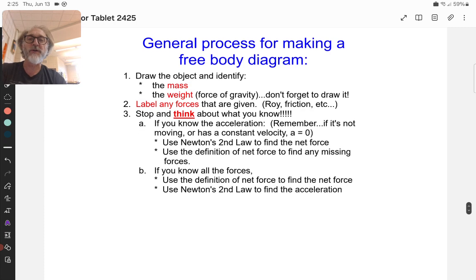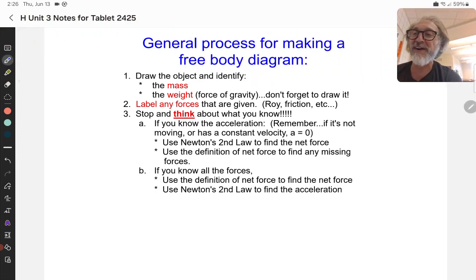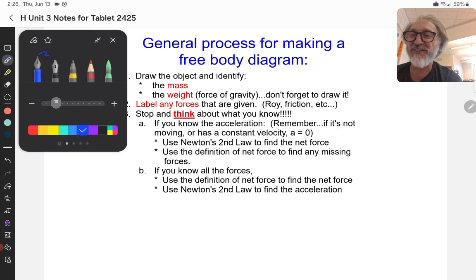So here's your general little recipe for making a free body diagram, okay? And I'm actually going to tweak a little bit of this. Looking at this right now, I'm realizing there's one little detail that I want to add, okay? So I'm going to move me over here. Let me get a slightly skinnier pen.